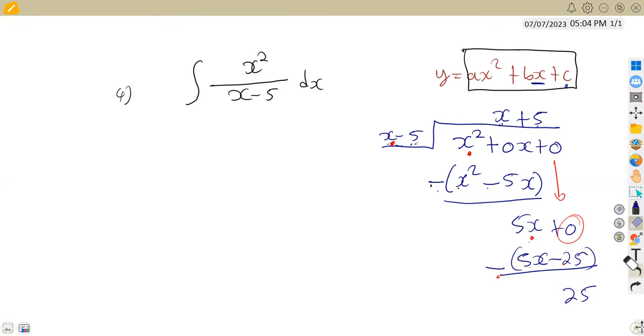All right. Can we divide again? It's impossible now, because this is just a single term, a constant. Here we are dividing with x, and we can't divide a constant with x. So this is our remainder.